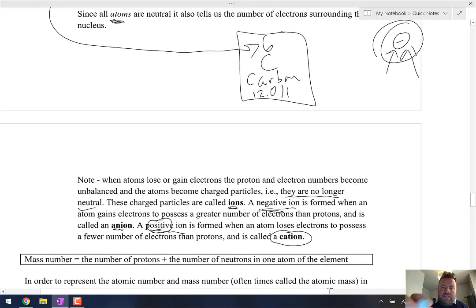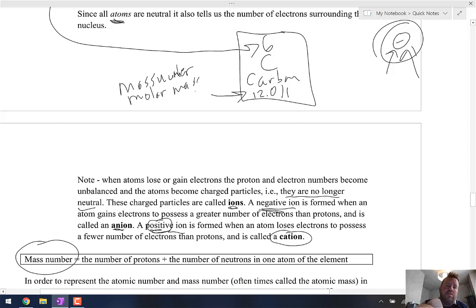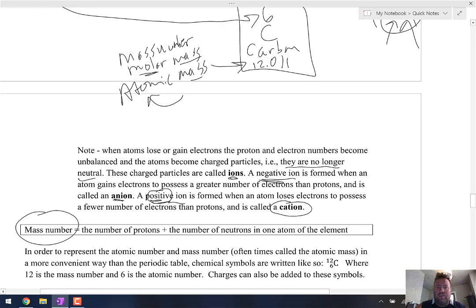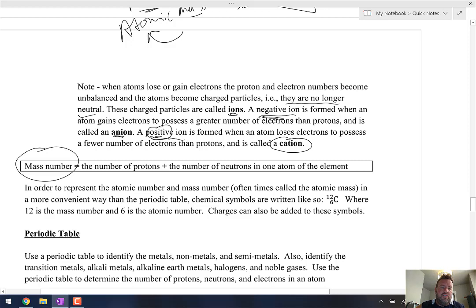Now this number here on the bottom has lots of different names associated with it. As you can see right here, sometimes we call it the mass number. Sometimes we're going to call it the molar mass. Sometimes you'll even hear it just called the atomic mass, which means the mass of the atom. The molar mass is the mass of a mole, if you remember moles from general chemistry. There are lots of different ways to describe it. Not a big deal. Any of those work just fine.